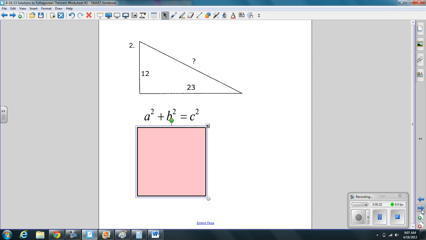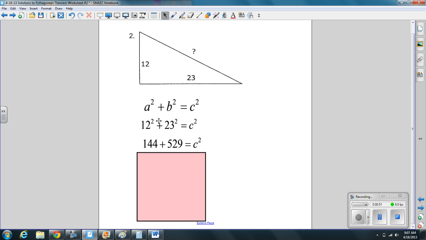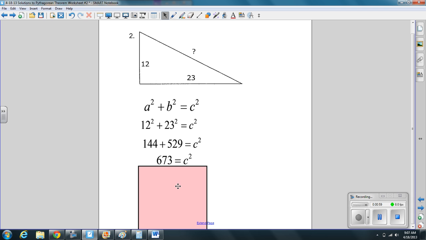22.1. Here's number 2. Remember, we always start with the Pythagorean theorem, a squared plus b squared equals c squared. 12 and 23 are the legs, so we can call them A and B. So that means we are solving for C. So 12 squared plus 23 squared equals C squared. So what we want to do is square both of those numbers. We get 144 plus 529 equals C squared. Add those two numbers up, we get 673.